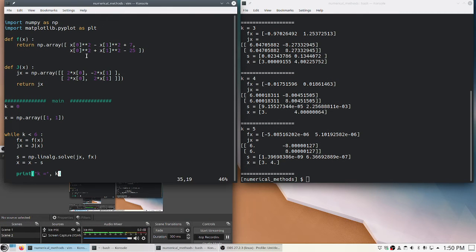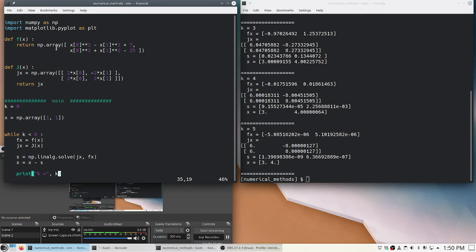So here I have my Python program. I'm going to use the NumPy library, which is used for mathematics, in particular things like matrices, vectors, solving a system of equations, things like that. Matplotlib is used for plotting, although I didn't actually do any plotting here. So I had just left that in from some previous program.